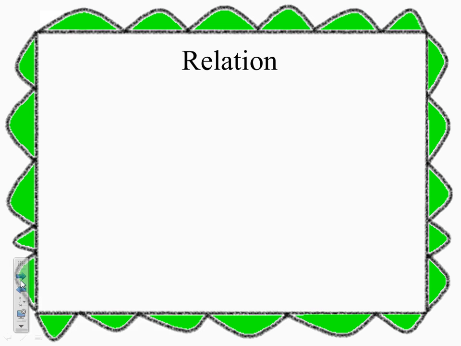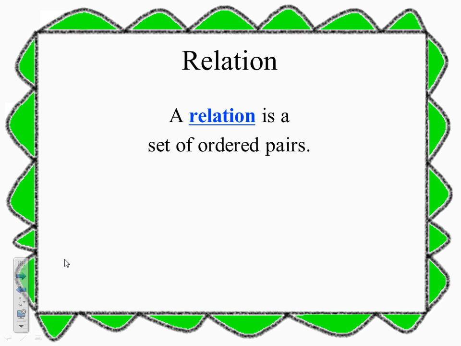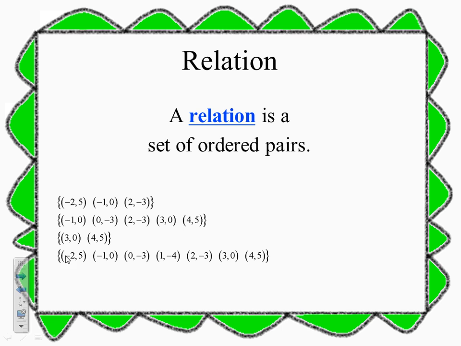What's a relation? Well, think about being in a relationship. If you are in a relationship, it needs to be you and your boo. So if you think about that, a relation is a set of ordered pairs. For example, -2 and 5 is an ordered pair. That means that -2 can only be paired up with 5. -1 is paired up with 0, and so on. Okay?